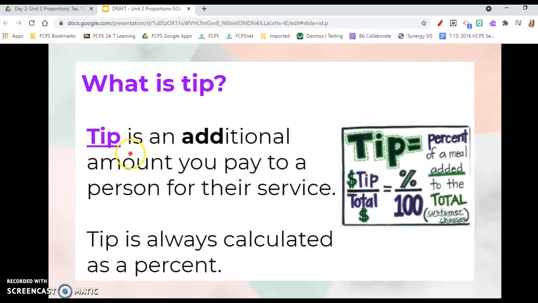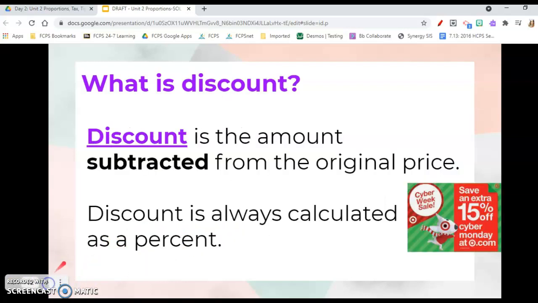What is tip? Tip is an additional amount you pay to a person for their service. Tip is always calculated as a percent. What is discount? Discount is the amount subtracted from the original price. Discount is always calculated as a percent.